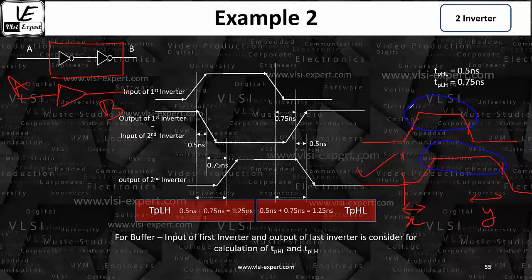If we want to fix this problem, in place of choosing a buffer which has different TPLH and TPHL, what we can do is use two inverters. Even though these two inverters have different TPLH and TPHL, at the end of the day, when you connect them, for the buffer you will get the same TPLH and the same TPHL.